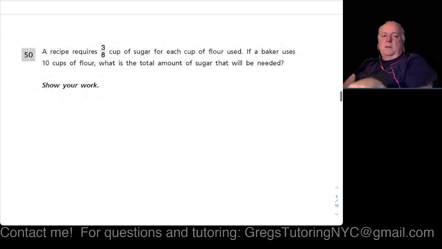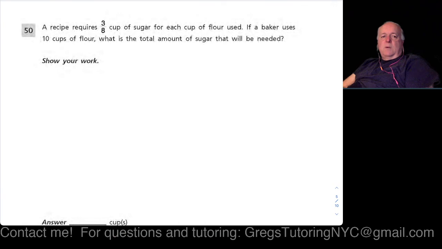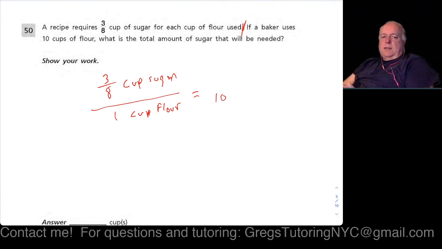Okay, 50 is strictly a word problem. A recipe uses 3/4 cup of sugar, 3/8. See, there's my dyslexia kicking in. For each, so to me, I set up a ratio. For each cup of flour. Okay, so I'm right there. So if a baker uses 10 cups of flour, so what I'm going to do is take that ratio and set up a proportion, which is comparing two ratios. 10 cups of flour. What is the total amount of sugar? So we're going to get X cups of sugar.